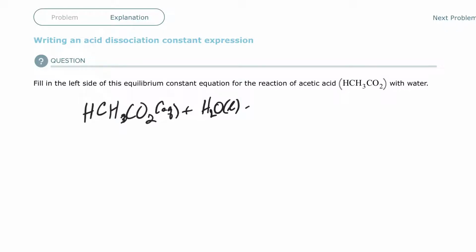Okay, so what happens is that it breaks apart and joins up with water. So let me put something over here to kind of help you. Water will attract a proton. So when you pull off a proton, water can accept it. Water can act like a base. And when that happens, that's called a hydronium, which is H3O plus.